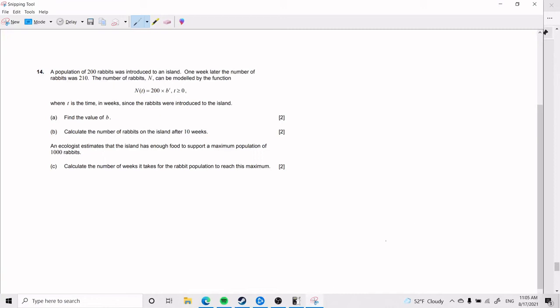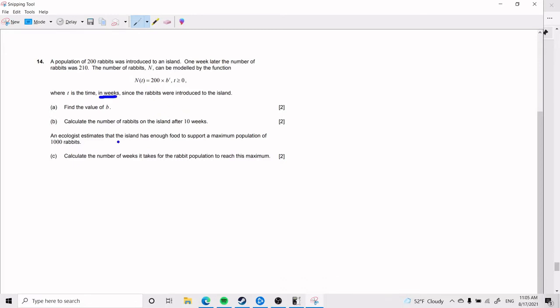Hello everybody, today we will be going over an exponents problem at the IB Math Studies level. So we have a population of 200 rabbits which was introduced to an island. They also tell us that 1 week later the number of rabbits was 210. The number of rabbits n can be modeled by the function, where t is time in weeks since the rabbits were introduced to the island. And so for part A we need to find the value of b.